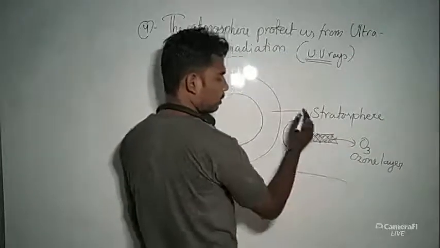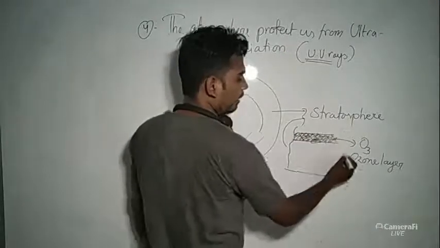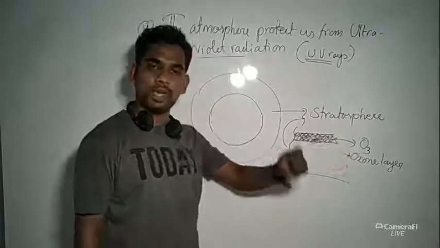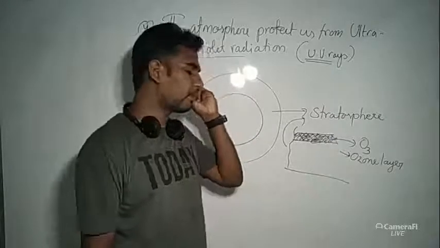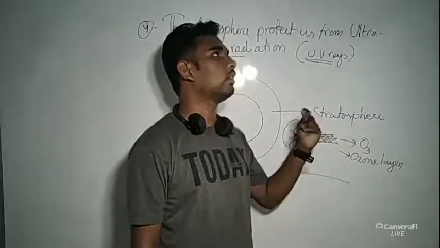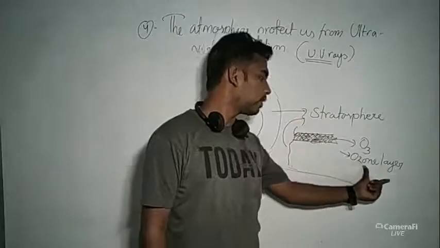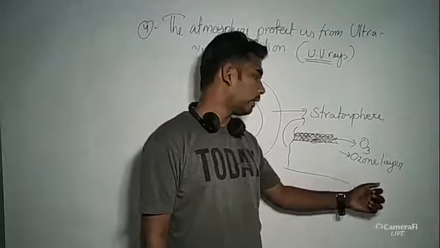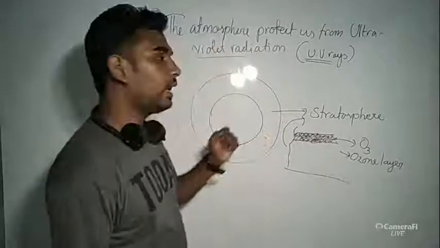ये पूरा stratosphere है, उसी sphere में एक पूरा एक मोटा सा layer है, that is known as ozone layer. The 3 atoms of oxygen together make a molecule that's called ozone, O3. Clear? And when these molecules of ozone, what happens? It does not allow the UV rays.